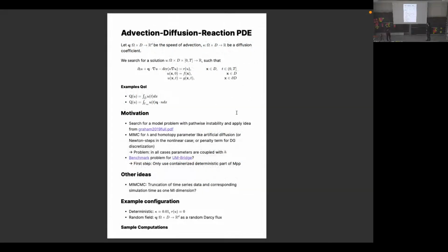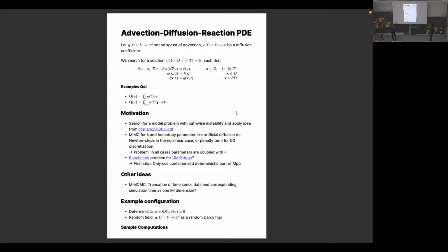Thank you. So this is also not just on the benchmarking, but also on your topic. I guess you asked for the model problem, and the idea was first the motivation. We want to apply these ideas from your paper with this pathwise instability, and we searched for a model problem, and the idea was to go beyond multi-level Monte Carlo and use multi-index Monte Carlo. I think we talked it through and it doesn't seem to work, and I also ran numerical experiments, so I don't think this will work.